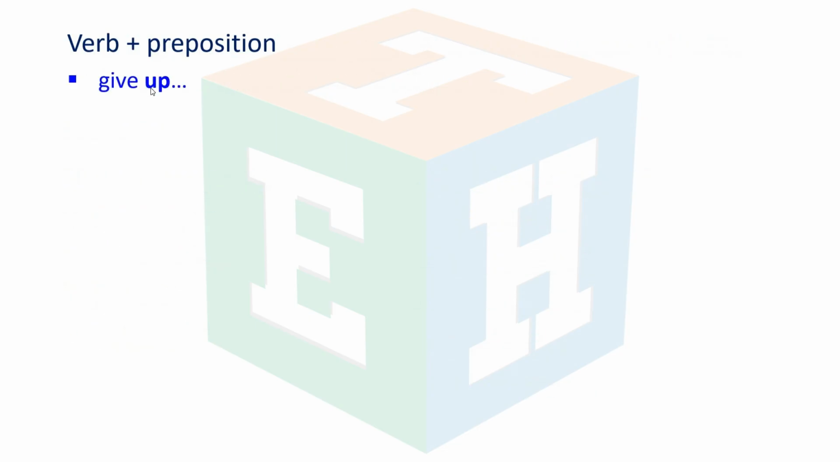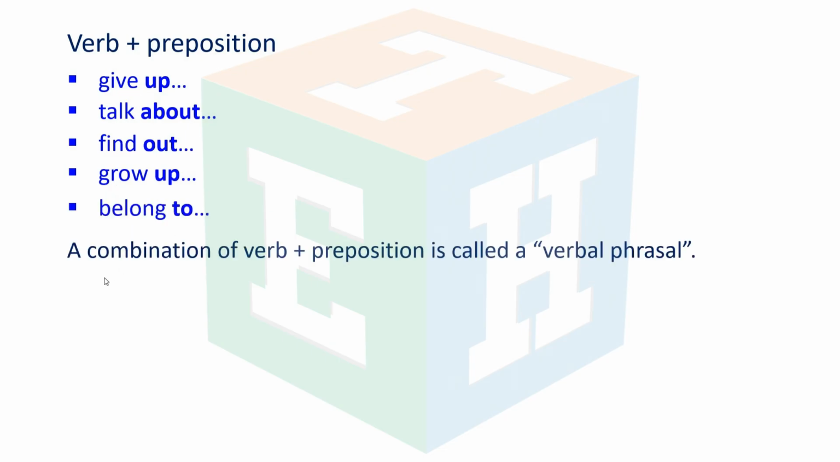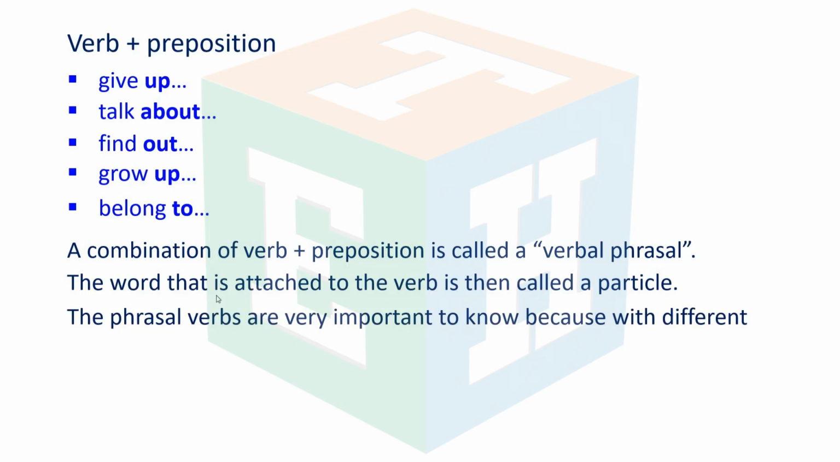Verb plus preposition: give up, talk about, find out, grow up, belong to. A combination of verb plus preposition is called a phrasal verb. The word that is attached to the verb is then called a particle.